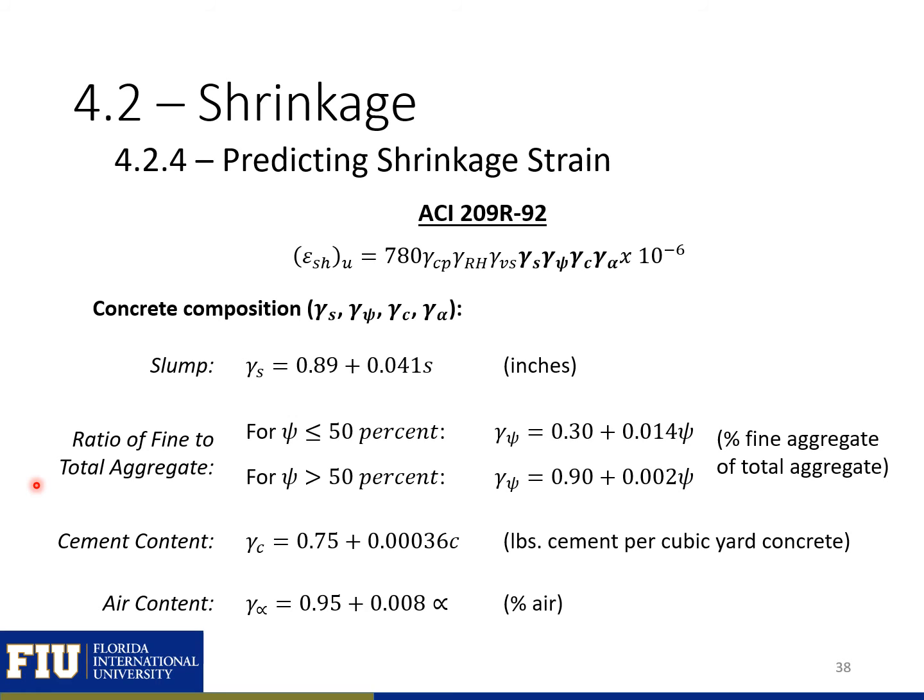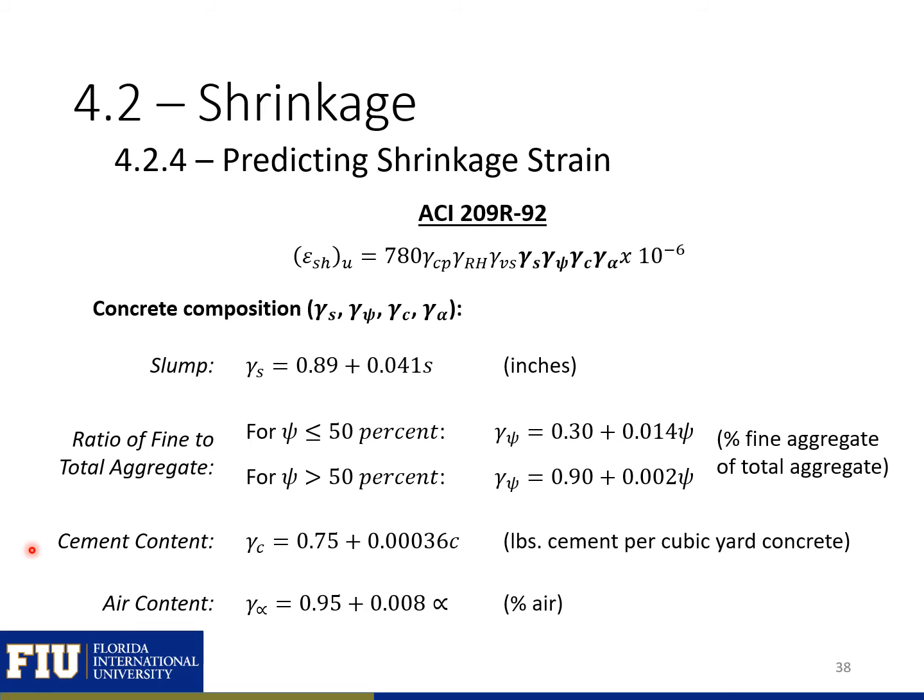The more fine aggregate that we have, or the higher this ratio, the less coarse aggregate. And our coarse aggregate, not our fine aggregate, is what resists shrinkage primarily. So if we have a higher amount of fine aggregate compared to our total aggregate, then we'll generally have more shrinkage. Our next factor takes into account our cement content.